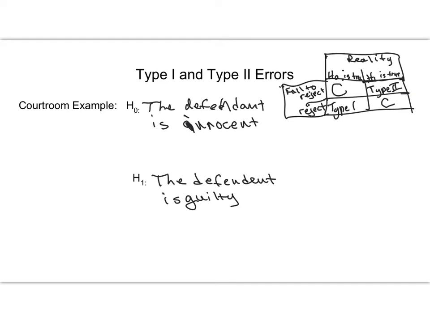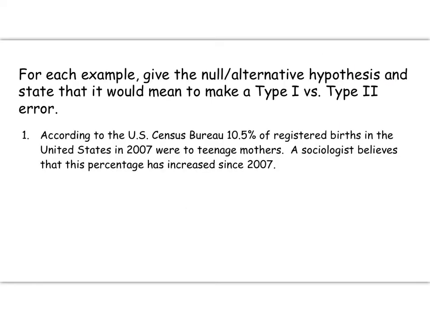Of the two errors, a type 1 is a more serious error because we would be sending an innocent person to jail. And it's a more serious type of error in statistics too. Okay, so let's practice figuring out what a type 1 and a type 2 error looks like. For each example, we're going to give the null and alternative hypothesis and state what it means to make a type 1 or a type 2 error.